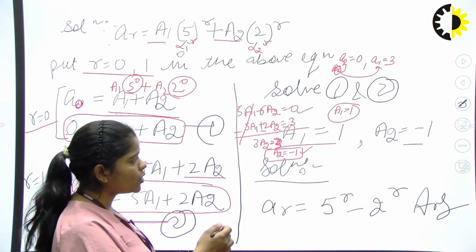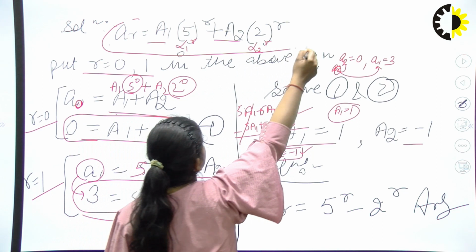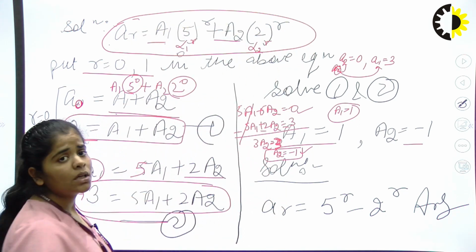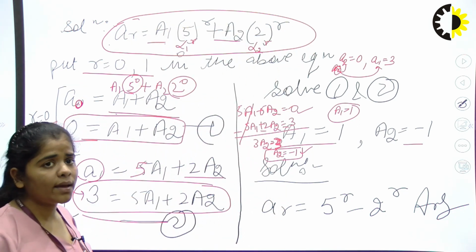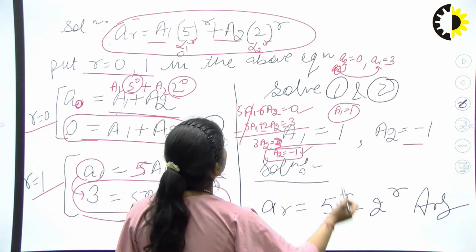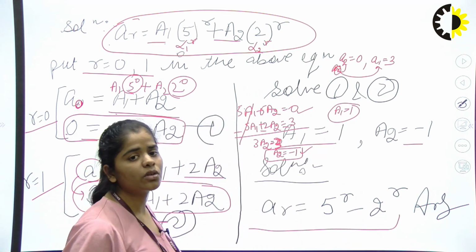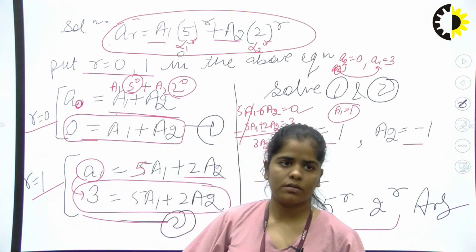So put those constant values in the solution which we previously found according to the roots. So the solution is a r equal to A1, where A1 is 1, 5 to the power r, minus 1 times 2 to the power r. So this is the complete homogeneous solution of the given equation.